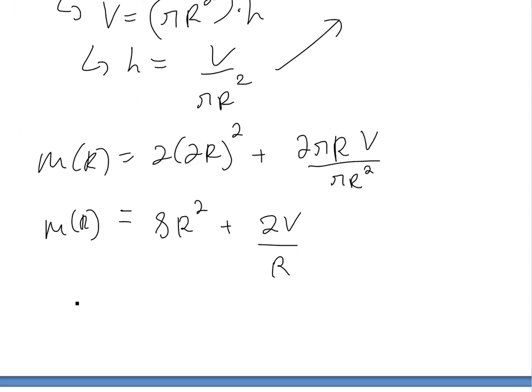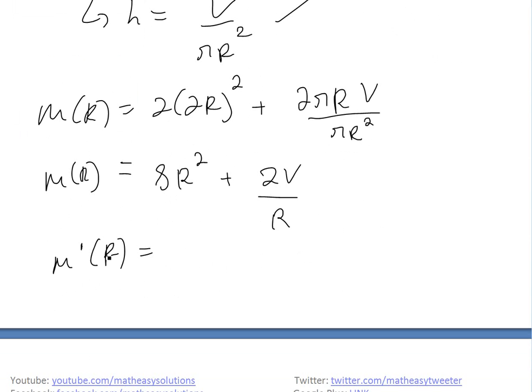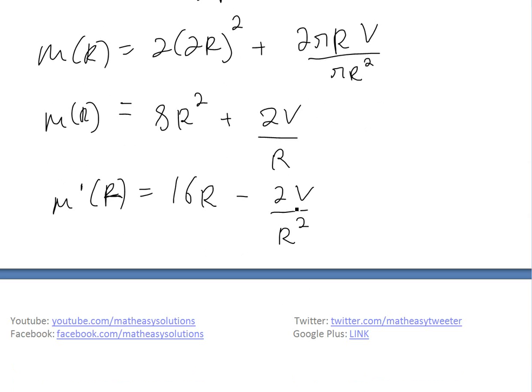And now we just take the derivative in this case. We just take the derivative with respect to r, because we have to minimize this one, and remember it's going to be at a local minimum or maximum. So we just use our calculus rules here. We take the derivative. This is going to be 16r using the power rule, and this one's going to be negative 2v over r squared.